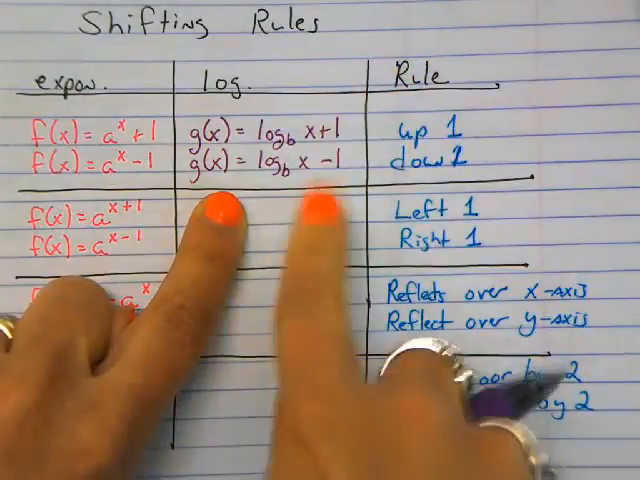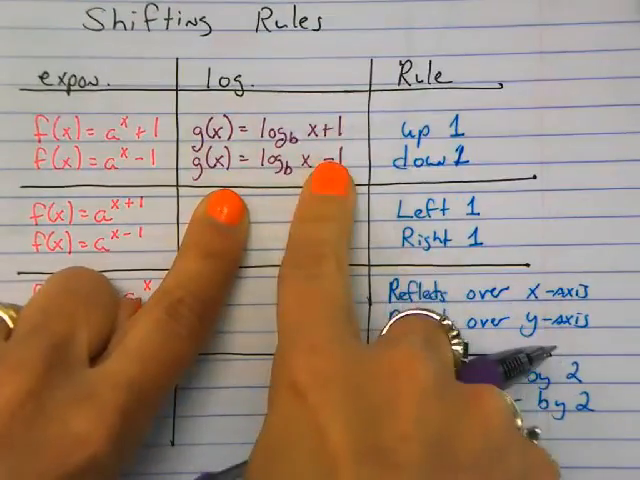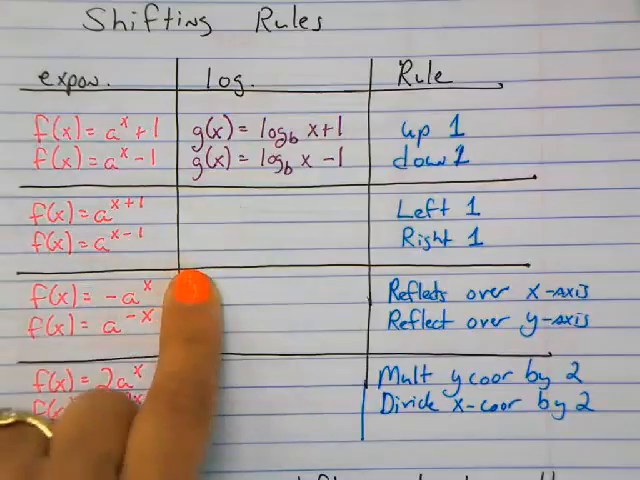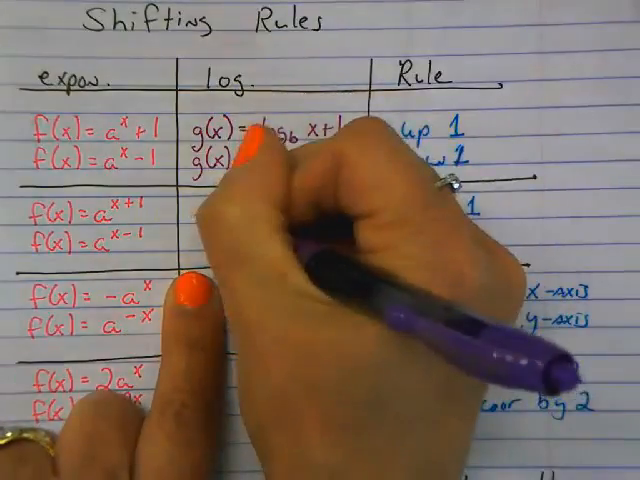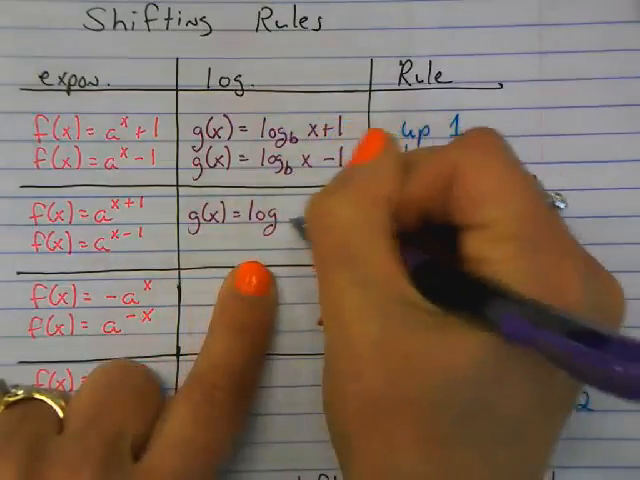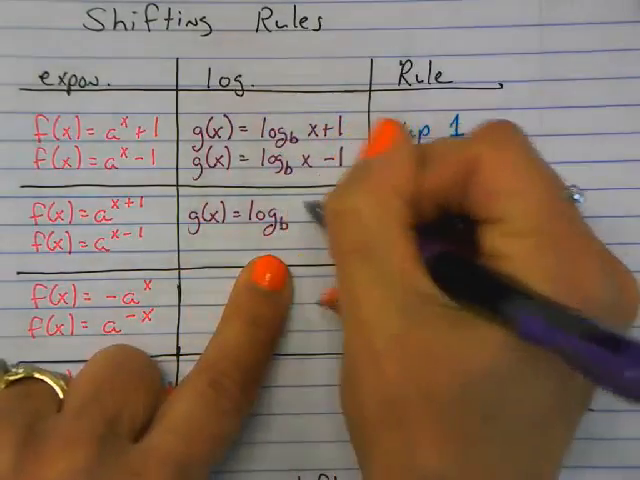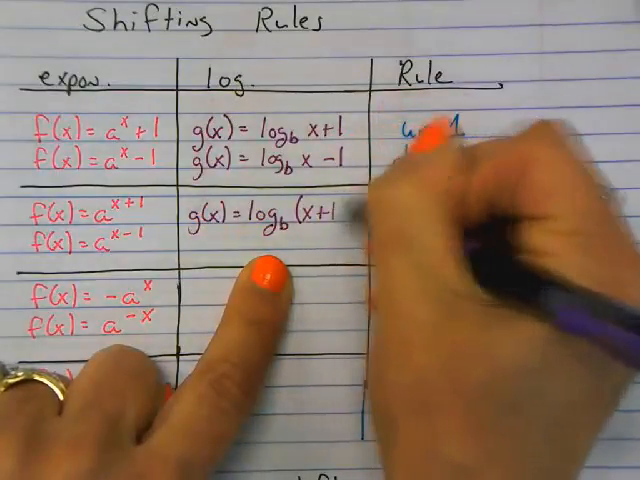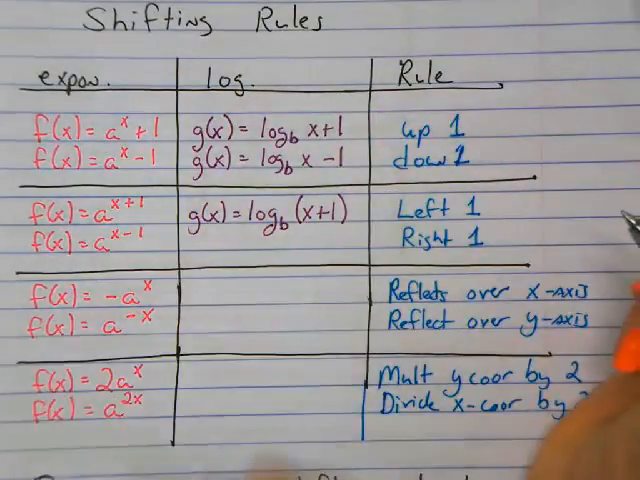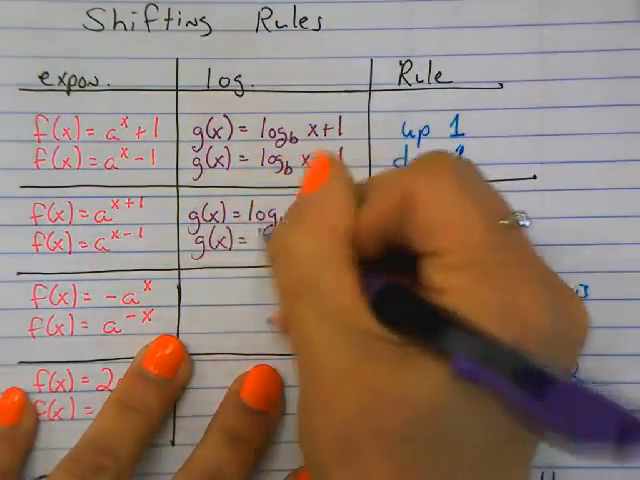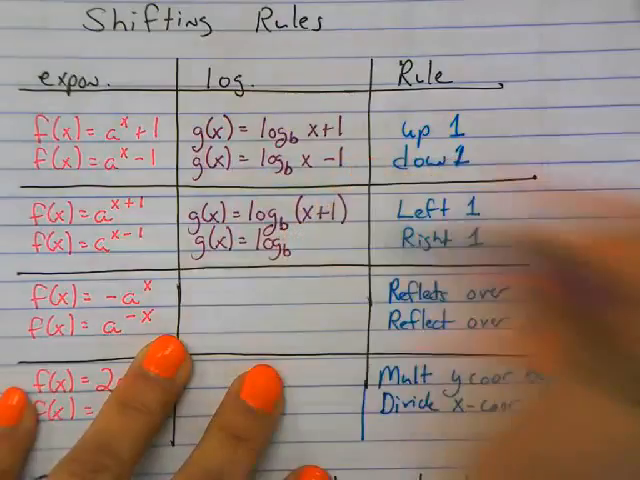Let's talk about a left and a right shift. So it's still log to some base, but this time to show you I want you to go left, I'm going to put it in the parentheses. So it's part of the actual function. And if I wanted you to go to the right, we're going to make it minus 1. Because remember, when it's contained in the function, it's opposite what you think.